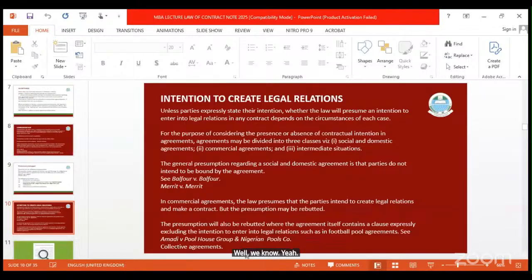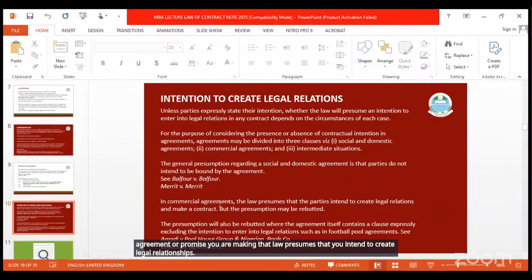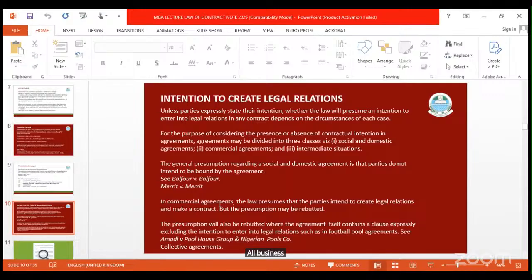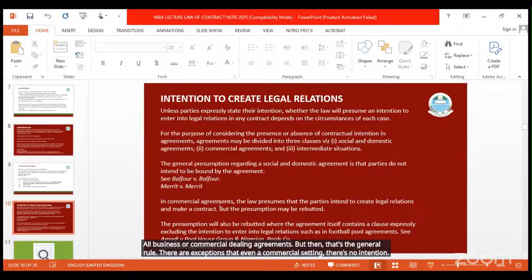Yeah. So a commercial transaction, for instance, because the masters in business administration is a commercial setting. Once you are in that business setting, anything you are doing there, any agreement or promise you are making, the law presumes that you intend to create legal relationship or business or commercial dealing agreements. But then that's the general rule. There are exceptions, that even in commercial setting, there's no intention, like betting agreements.